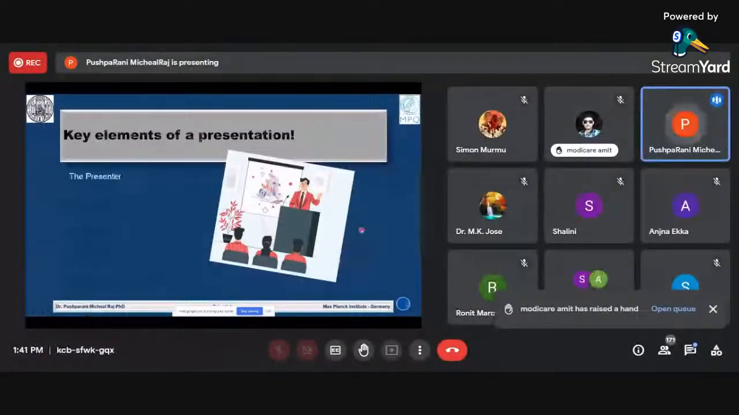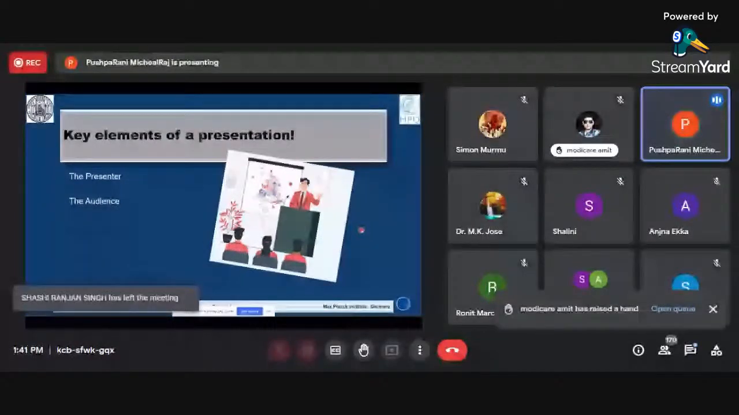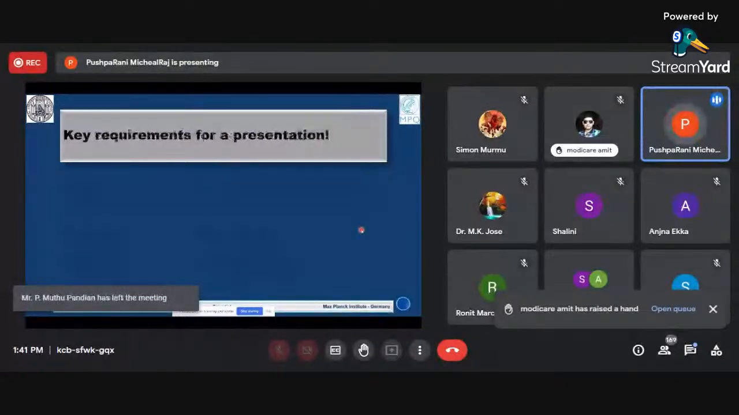The presenter will be the first key element of a presentation, and then comes the audience. Here the audience could be a target audience or a random audience. So that is relevant, but it is one of the key elements. The message, the reaction, and the method of presentation. So these are the key elements. What are the key requirements then?